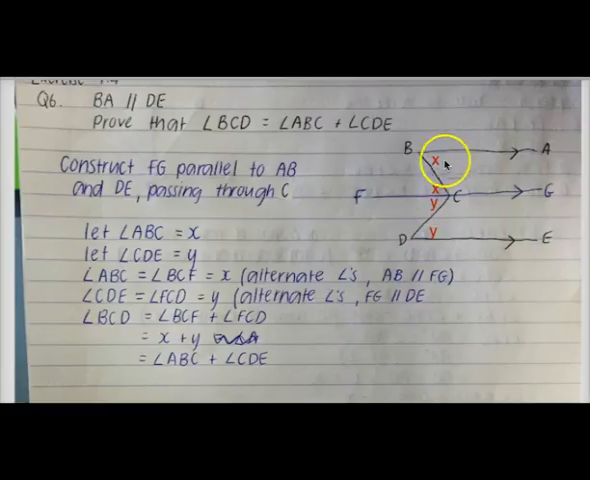Now, we know that angle BCD, this one here, we can clearly see is X plus Y. But angle BCD is made up of two parts. It's made up of angle BCF plus angle FCD. So we've written that there, which is equal to X plus Y, and that happens to be equal to angle ABC plus CDE, because X is actually equal to angle ABC, and Y is actually equal to angle CDE. So that's the end of question 6.